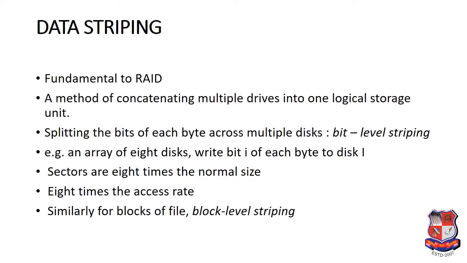Now what is data striping? Fundamental to RAID, it is a method of concatenating multiple drives into one logical storage unit, splitting the bits of each byte across multiple disks. Striping can be bit level striping or block level striping. Example, an array of 8 disks. Write bit i of each byte to disk i. Sectors are 8 times the normal size, 8 times the access rate. Similarly for blocks of file or block level striping. In short, striping means dividing your data into bit level, byte level or block level.